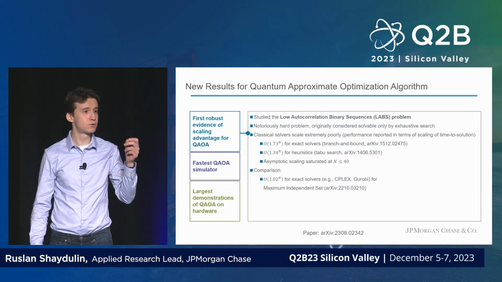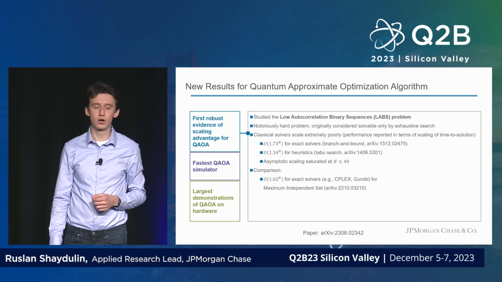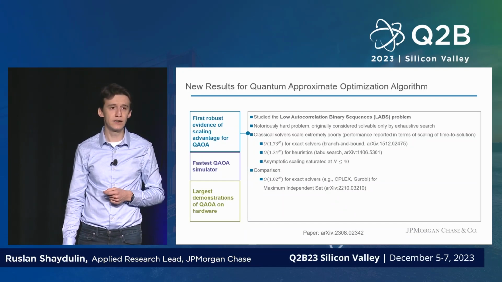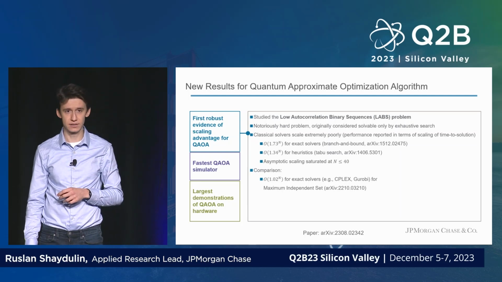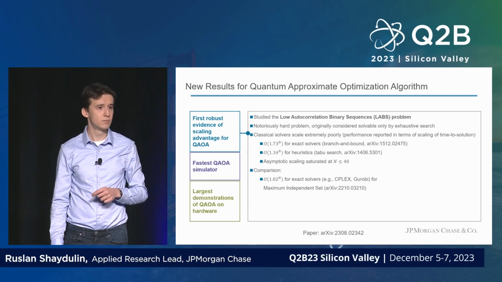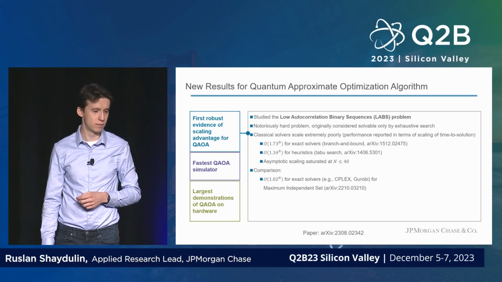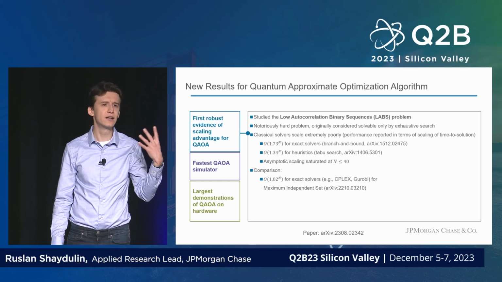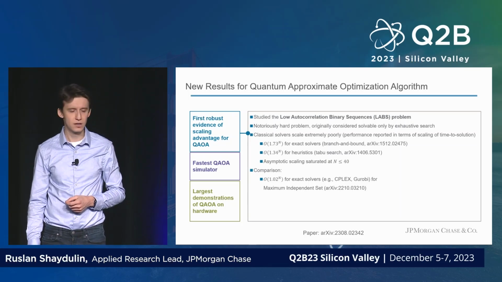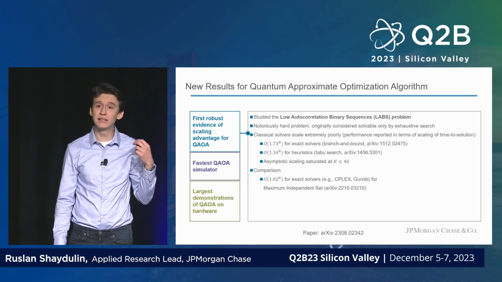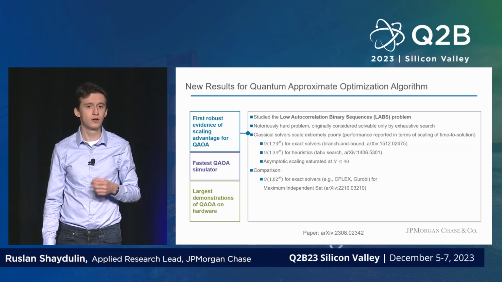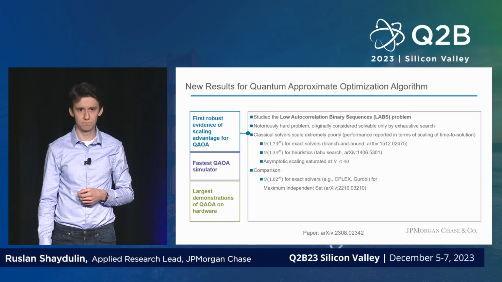So what is this problem on which we were hoping to demonstrate a speedup for QAOA? The particular problem we considered is called low autocorrelation binary sequences. I'm going to define it in a second, but let me give you a flavor for why we chose this problem. It was introduced in the 50s for essentially design of optimal radar pulses. And it's extremely difficult in the sense that the complexity of solving this problem grows very quickly with problem size.